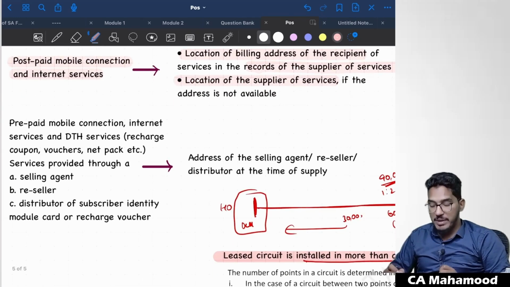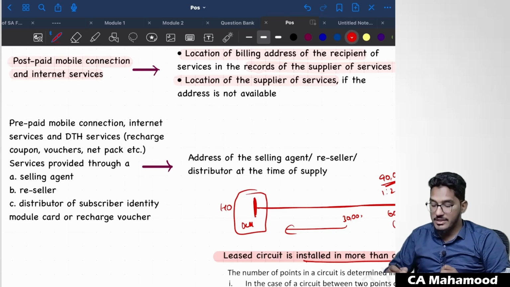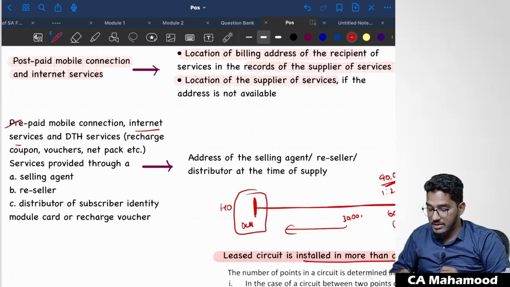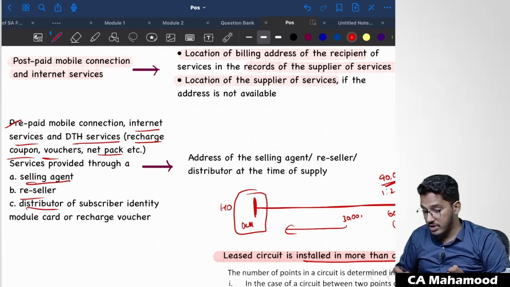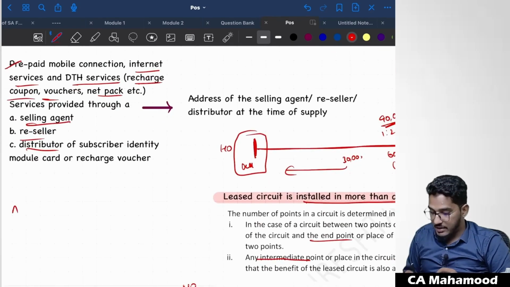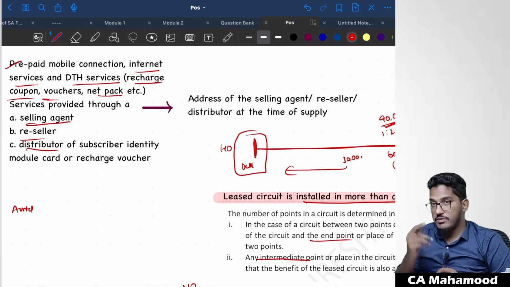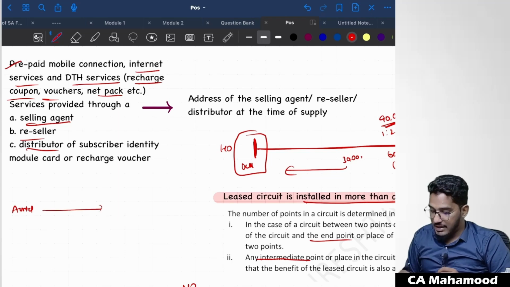Now, sir, what about prepaid mobile connection? In the prepaid also they say 2 things: prepaid mobile connection, internet services and DTH services, like in the form of recharge coupons, vouchers, net packs, etc., provided through an agent, like selling agent, reseller, distributor or subscriber identity module card or recharge voucher. For example, Airtel company is there. Earlier we used to have these recharge coupons. Airtel company will sell recharge coupons to some selling agent.